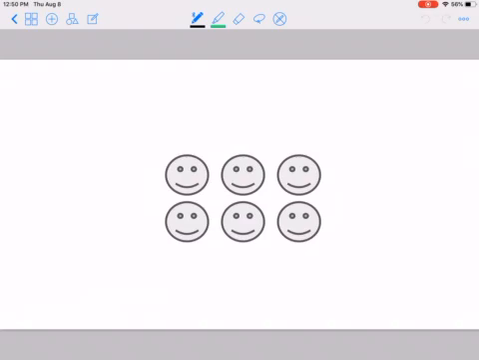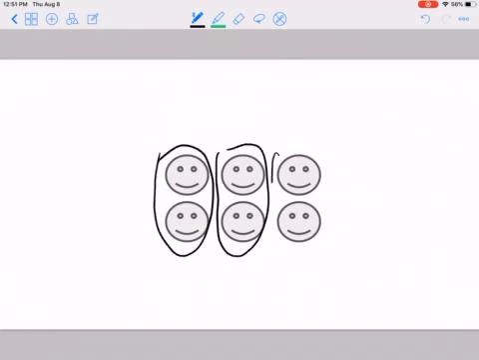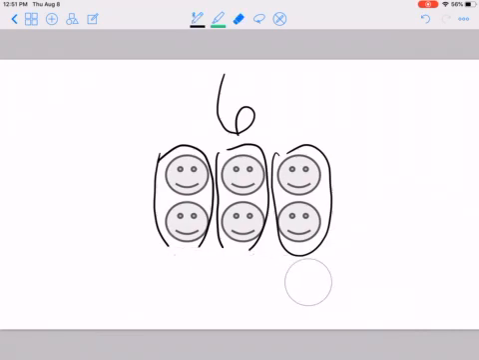All right, let's look at this one. Let's find our pairs and see if it's even or odd. So there's 2 there, 2 there, 2 there. Awesome. So it is an even number since every object has a buddy, has a pair. So let's see what our number is. I'm going to skip count this one. So 2, 4, 6. Our number is 6. So 6 is even.